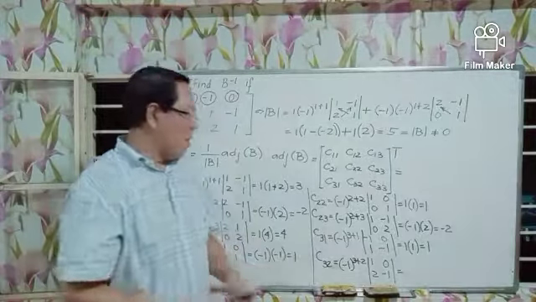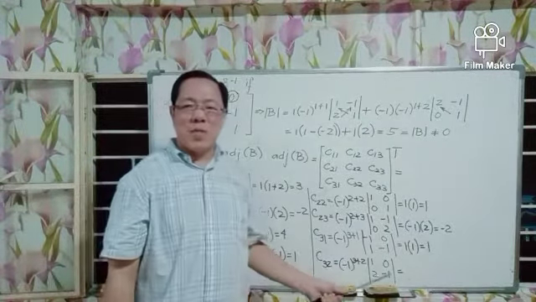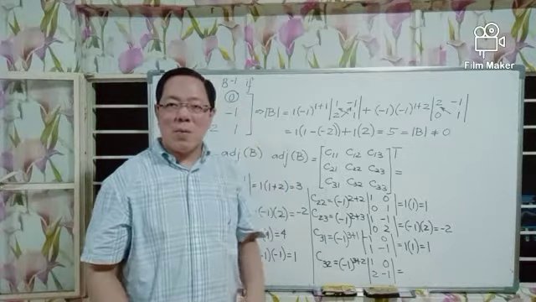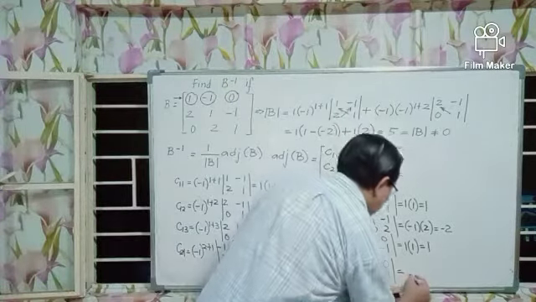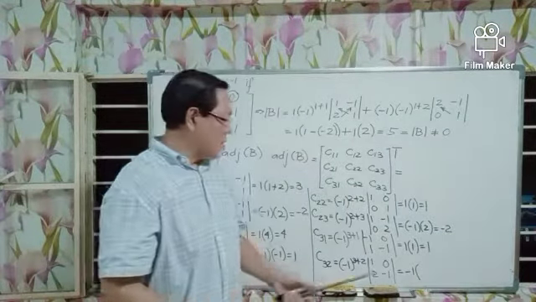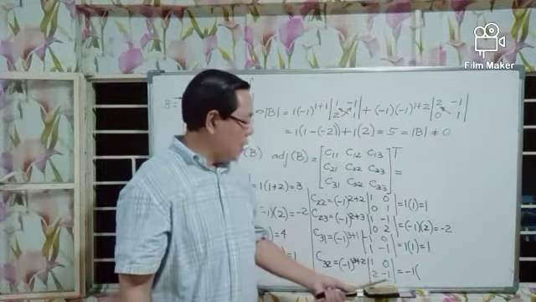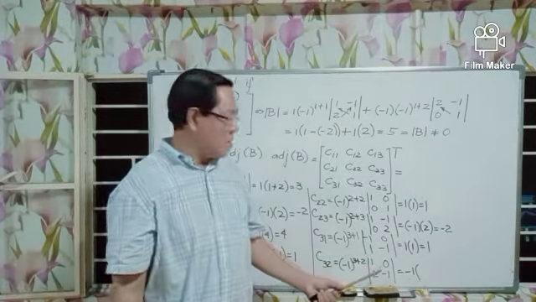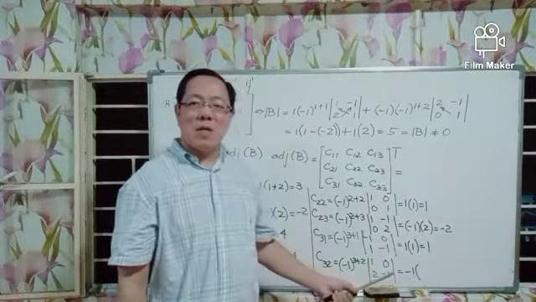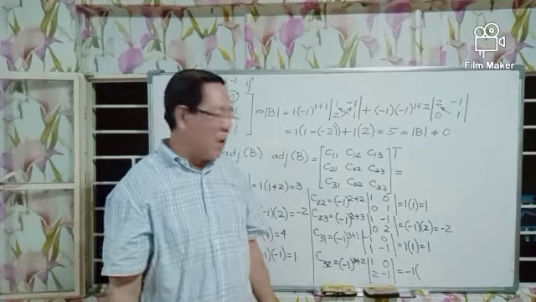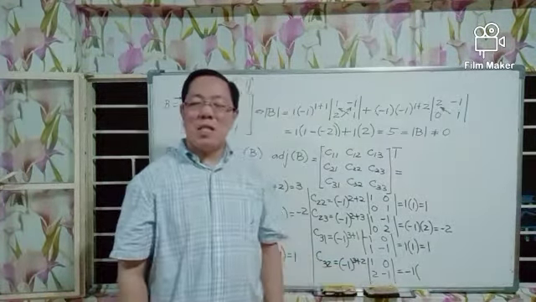Again, we simplify. Negative 1 raised to 3 plus 2 is equal to negative 1 raised to 5. And that's equal to negative 1. Multiplied by the value of this determinant of order 2, we have negative 1 multiplied by positive 1 is negative 1, minus 2 multiplied by 0 is 0. We have negative 1 minus 0 is negative 1. Multiplied by negative 1 is positive 1.